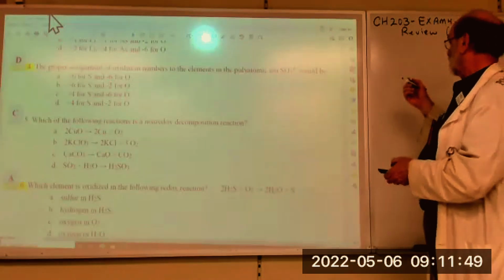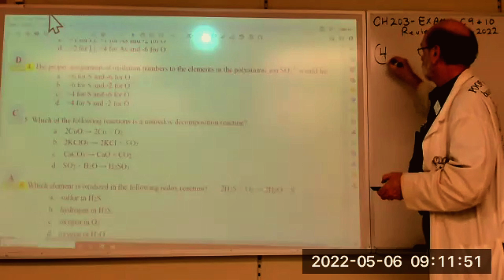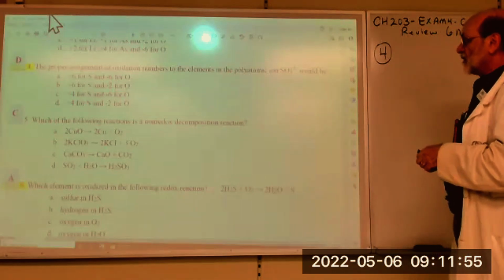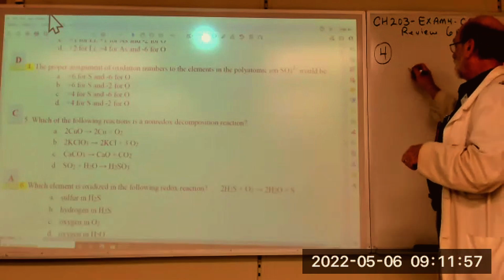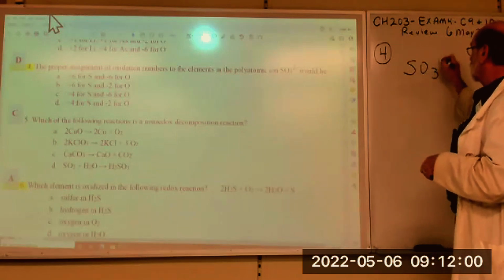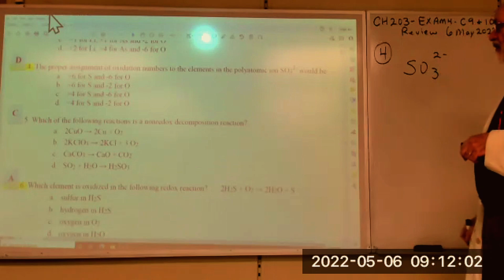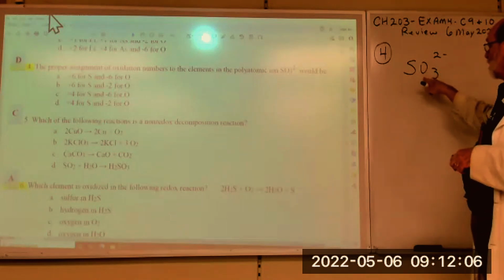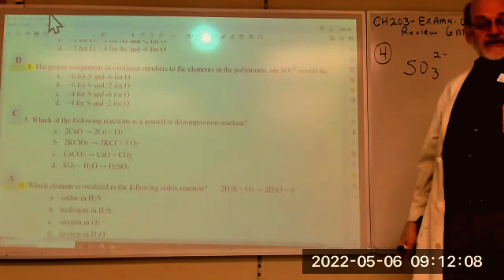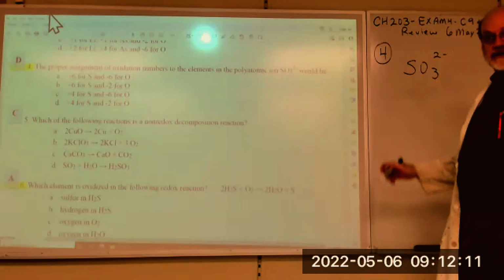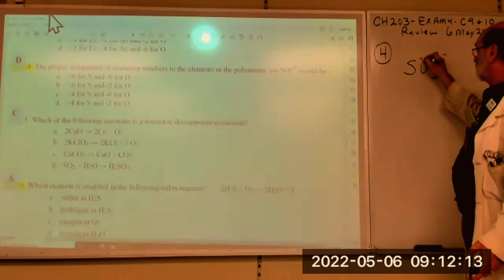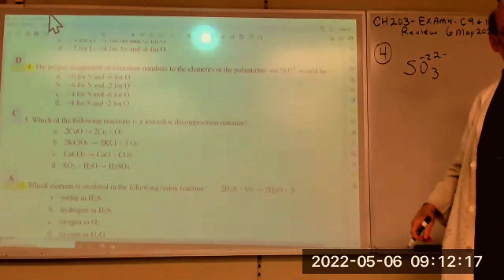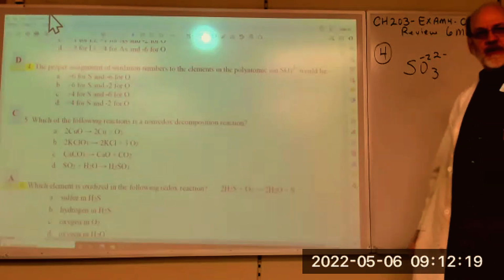All right, how about number 4? The proper assignment of oxidation numbers to the elements in the polyatomic ion SO3 2- would be what? So there'll be an assignment for S and an assignment for O. O is based on the rules. It's always a -2, right? Unless it's in a peroxide. Remember that. What is it if it's in a peroxide?